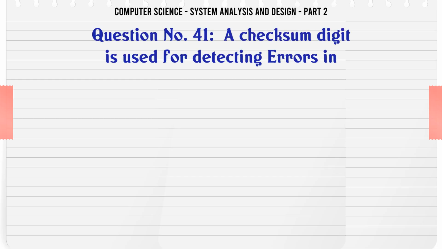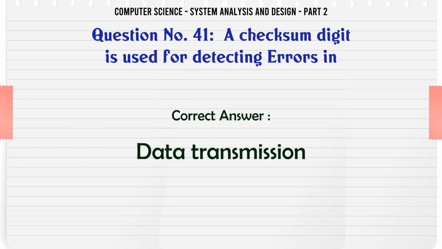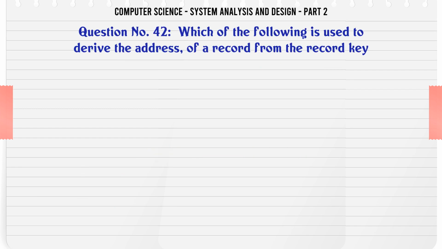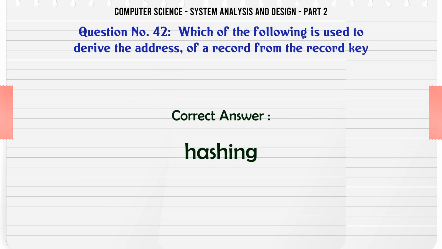A checksum digit is used for detecting errors in A. Data transmission, B. Arithmetic operations, C. Logical operations, D. All of the above. The correct answer is data transmission. Which of the following is used to derive the address of a record from the record key? A. Comma, B. Hashing, C. Variable, D. Field. The correct answer is hashing.